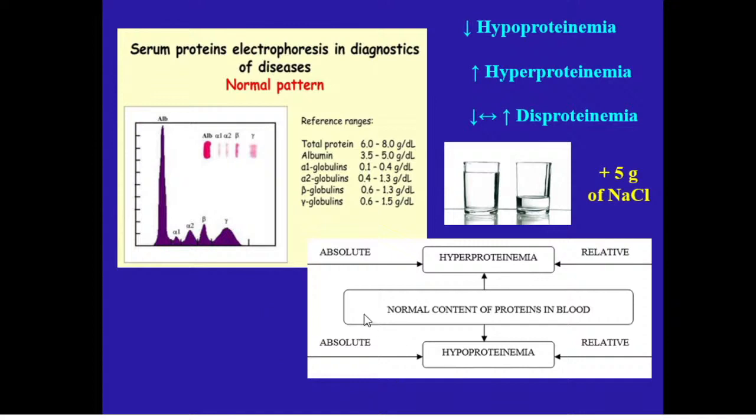Absolute hypoproteinemia can be observed if uptake of proteins, of amino acids from which these proteins will be synthesized, is significantly decreased. Starvation or protein absence in diet, or loss of protein, will cause it.